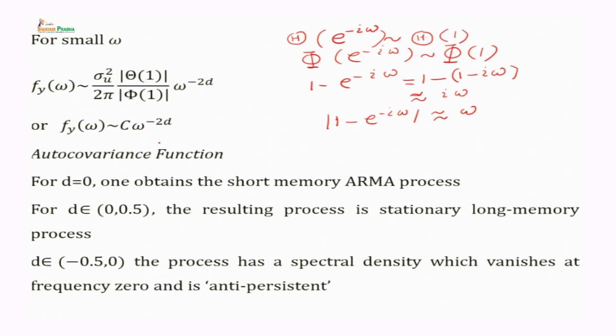So, if you take d lying between 0 and minus 0.5, then d is negative, minus 2d is positive, then as omega tends to 0, f_y(omega) vanishes and the process is anti-persistent in the sense that it is mean reverting.